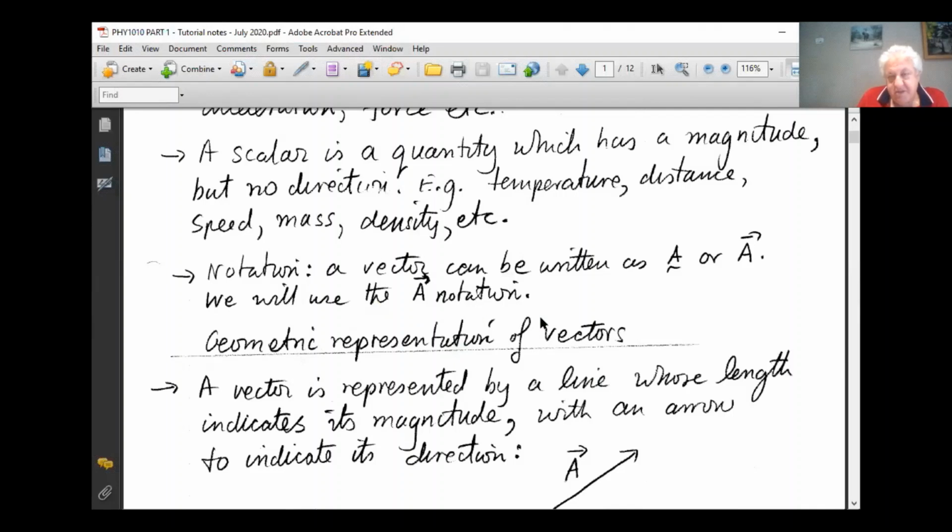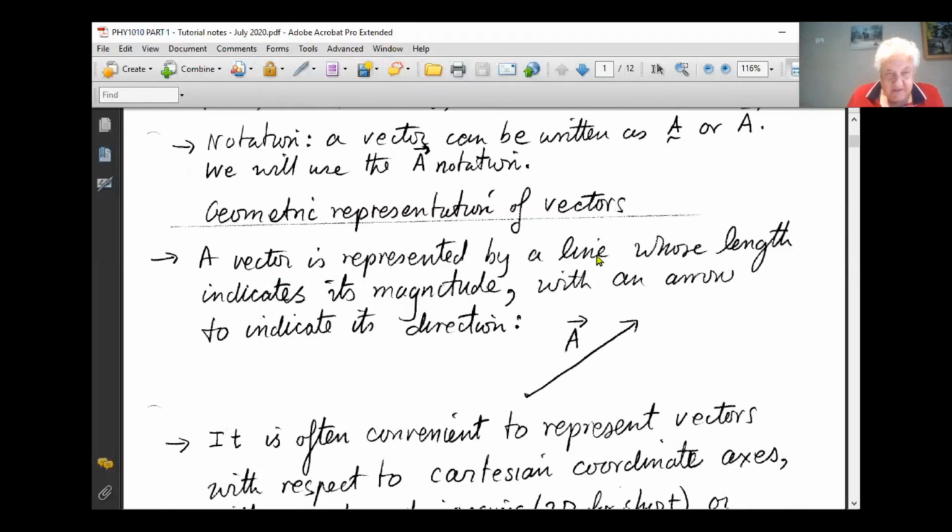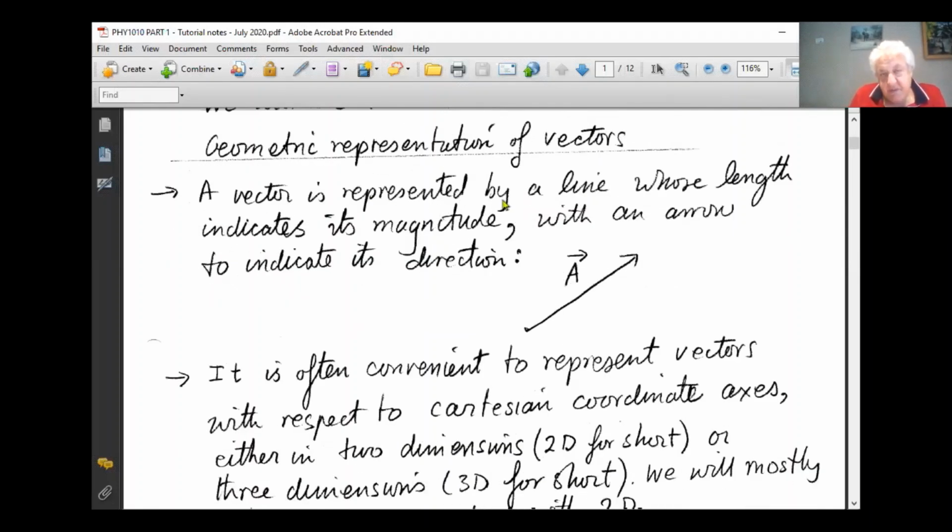Now, notation to represent a vector. You can either do a curly line under the symbol to represent a vector, or you can do an arrow on the top of the symbol. In this particular course, I'll use the arrow over the top of a letter to represent a vector. We'll begin with geometric representation of vectors. We'll come to the mathematics later. But let's just picture vectors first. A vector is represented by a line whose length indicates its magnitude, with an arrow to indicate its direction.